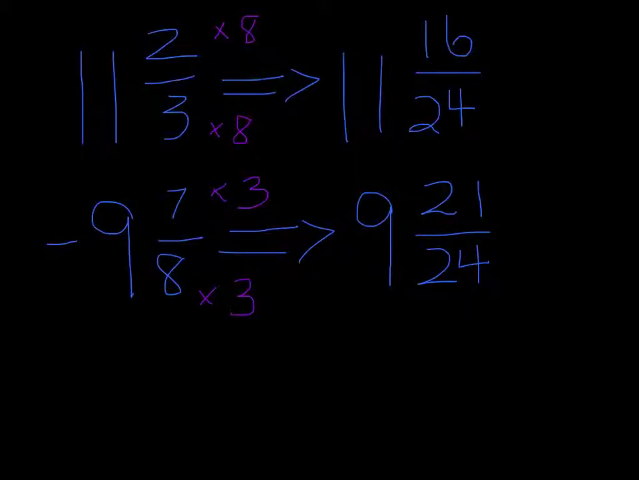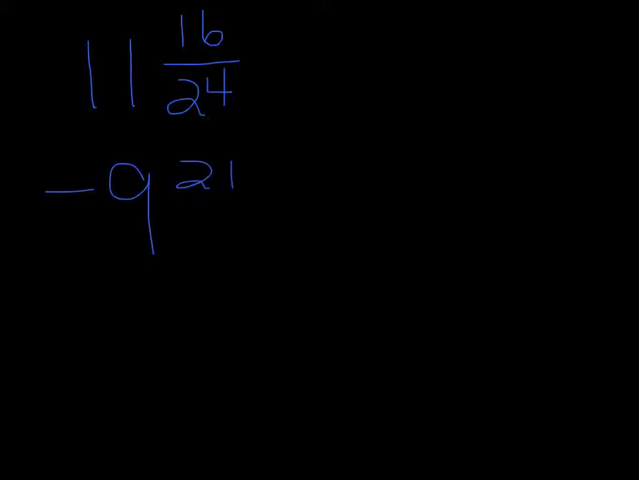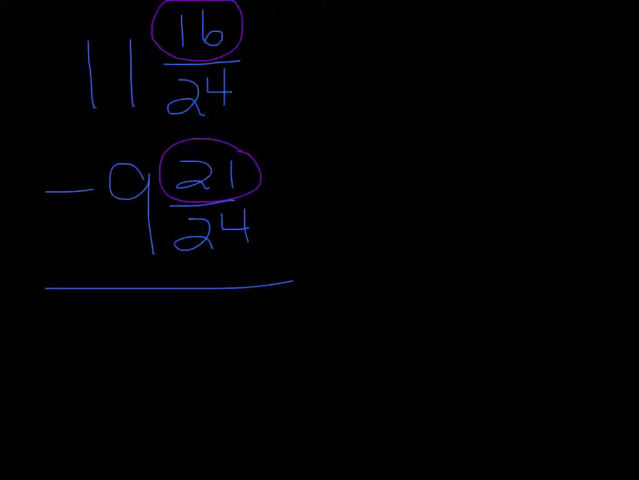Since we're still subtracting, we're still going to have that subtraction there, and we have to look at our pieces now. So we look at 11 and 16 24ths subtracting 9 and 21 24ths. We have to see what's happening. We have 21 parts that we're trying to take away from 16. We can't do that. So we have to remember our subtraction skills and that we have to borrow from the whole amounts.